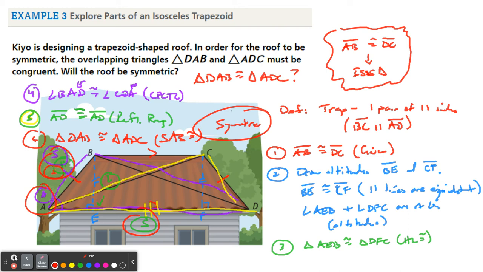So talk about a great first problem for a video, right? But here you go. Very interesting.